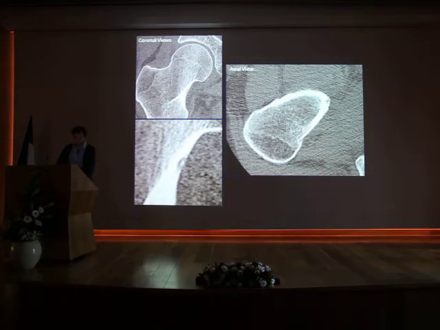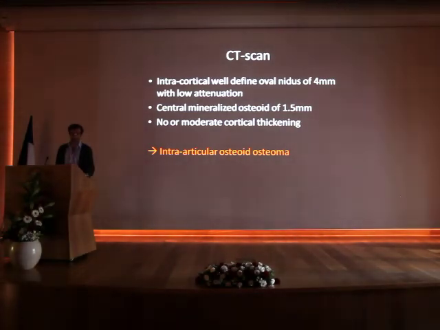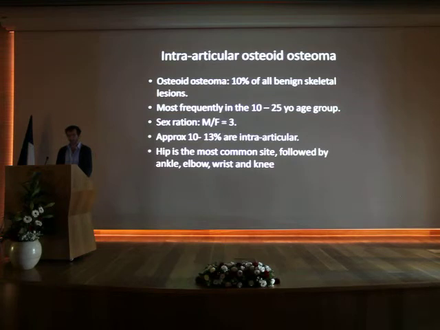That's the one. The image is quite typical with the radiolucent nidus, in this case very small, 4 mm, with a 1.5 mm dense center, which explains why it could not be seen on MRI, and no or moderate cortical thickening in this case.